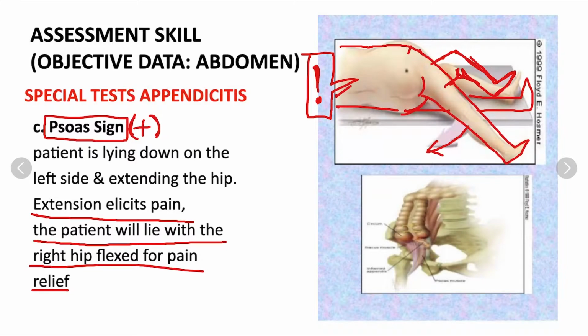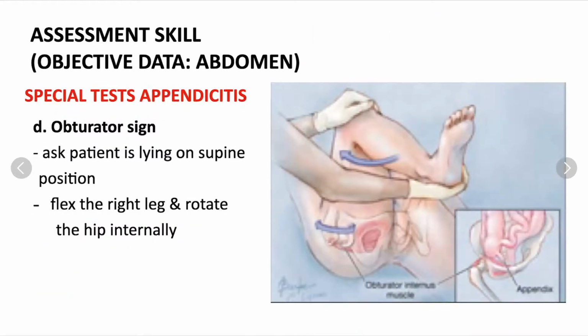Okay, so why does it hurt when the extension of the leg is done? Because the hip area houses the appendix. So stimulation of this would trigger the pain, the sensory nerves for pain here, therefore telling your brain to react so that the pain would be relieved. Therefore, it instantly tries to flex your other leg for it to feel relieved. Okay, so that's how you do your Psoas sign.